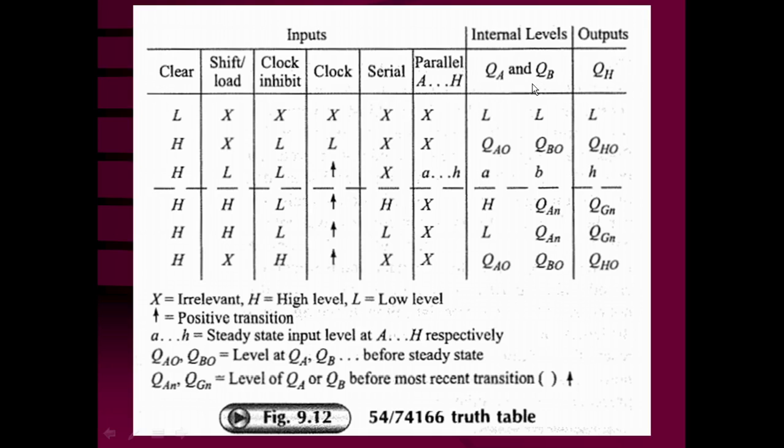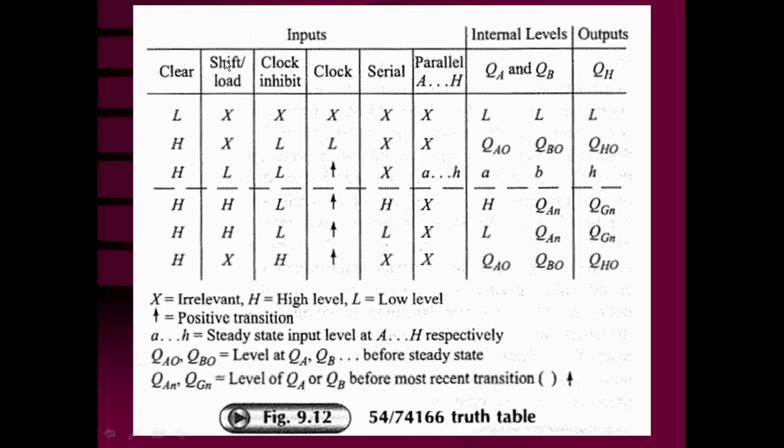These are the internal levels of the flip-flops, because only one output is available externally, and that output is QH. But inside, there is an output for each flip-flop, designated QA, QB, QC, QD, up to QH. So all the flip-flops are reset, and QA becomes 0, QB becomes 0, up to QH becomes 0. That is the activation of the clear signal. When not in use, the clear signal should be made high. Then and only then can the other inputs function.